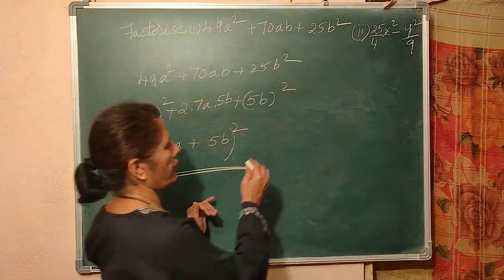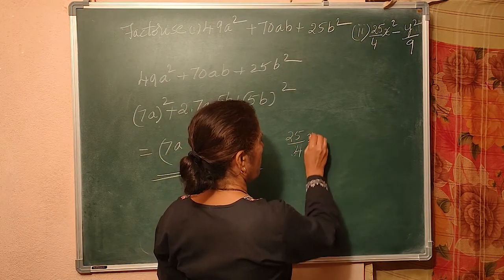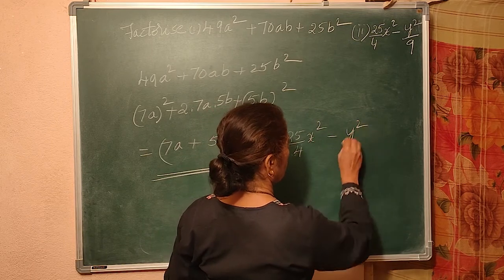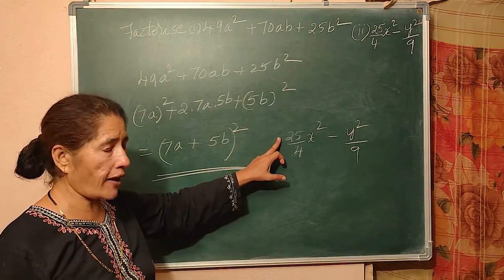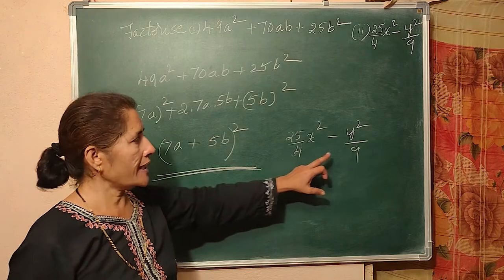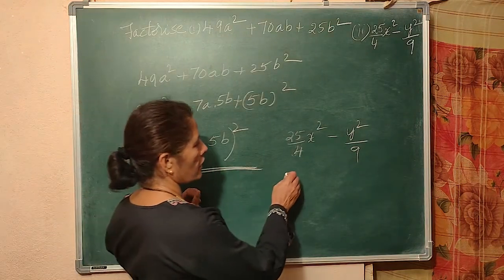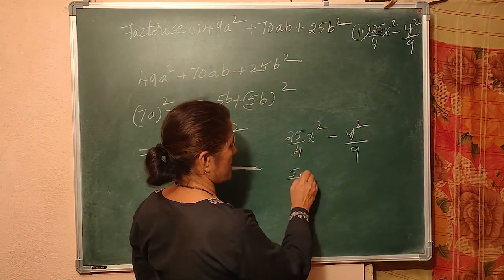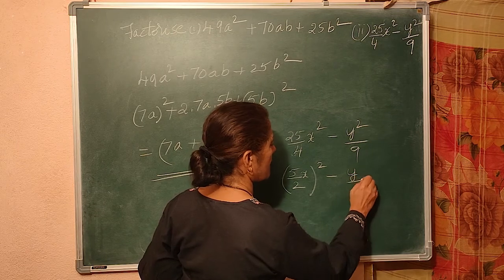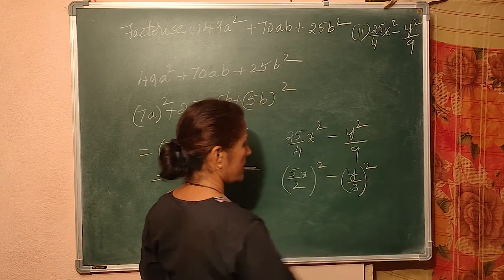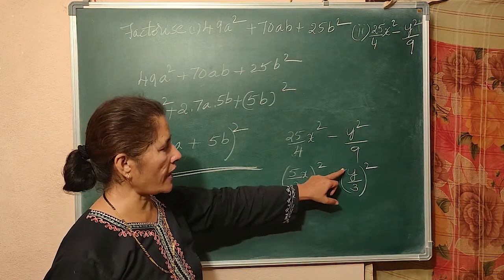Now let us go to the second one. What is the second one they have given? 25/(4x²) minus y²/9. It looks like both are square numbers. 25 is the square of 5, 4 is the square of 2, 9 is the square of 3. So how can I write this one? I can write this one as (5/2x) the whole square minus (y/3) the whole square.